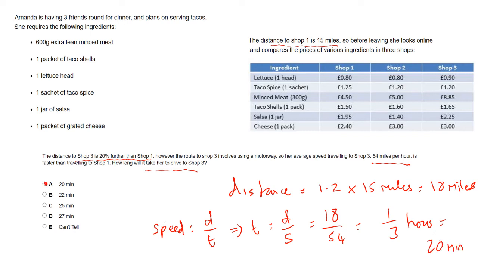Or you could do that probably quicker by just saying, right, well, I can do 54 miles in an hour, but I've only got to go 18 miles. That's only 1/3, so it's 1/3 of an hour, and therefore I get 20 minutes. And it cuts out the algebra, but it just depends what you're most comfortable with. It doesn't take long to scribble that kind of stuff down.